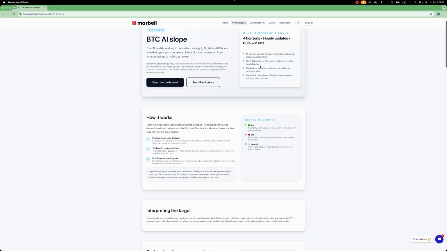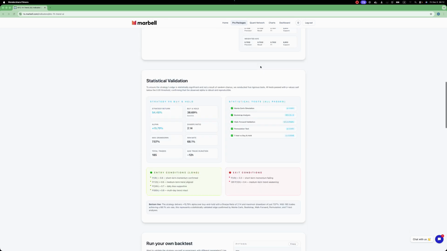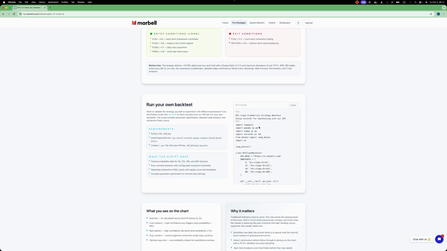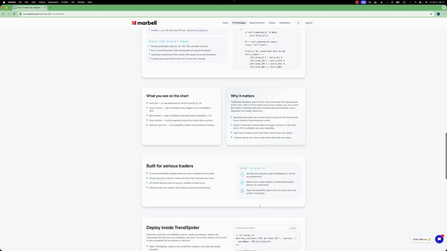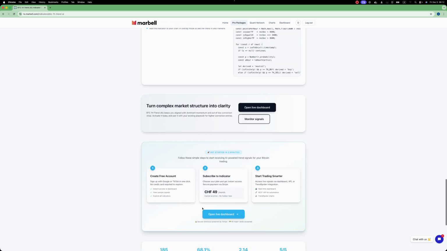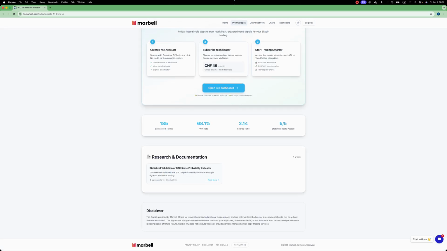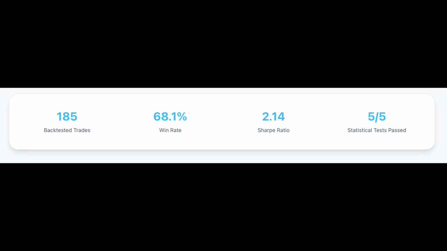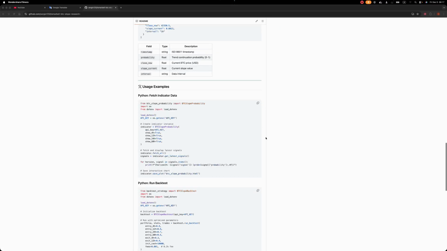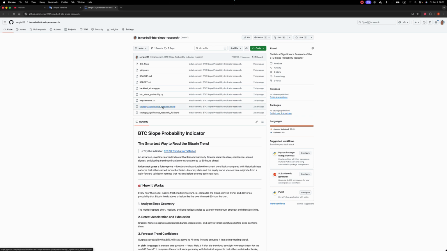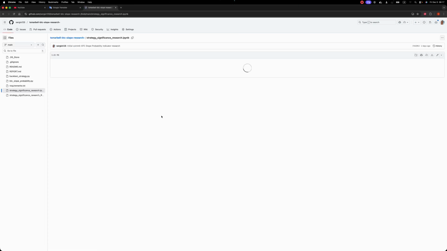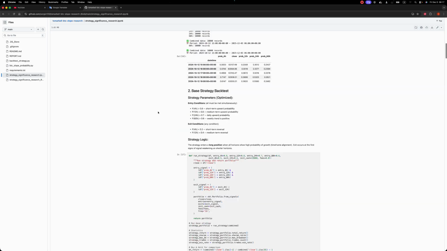So the BTC Slope Probability indicator has 75% model accuracy on 10,000 candles. This trading strategy passed 4 out of 4 core statistical tests. It generates real alpha with approximately 68% win rate and Sharpe Ratio about 2. I've also shared all my research code on GitHub, link in the description. You can run the tests yourself, you can modify the strategy, or you can use it as a template for your own research.